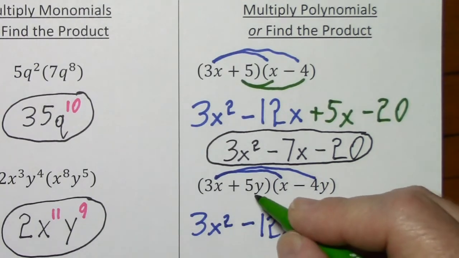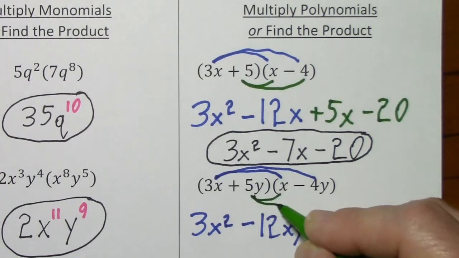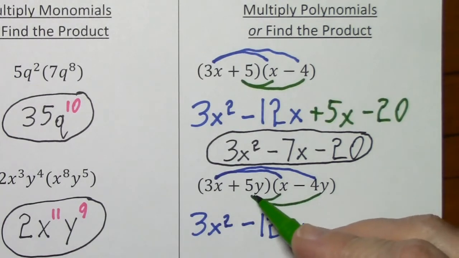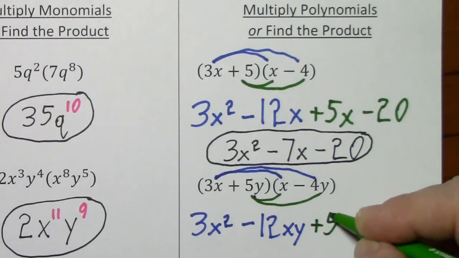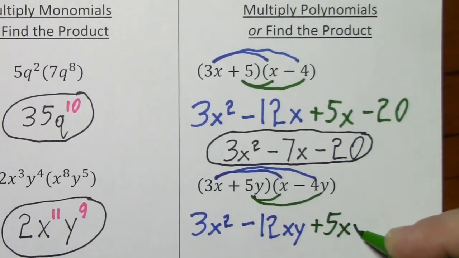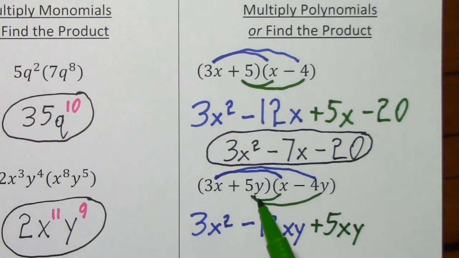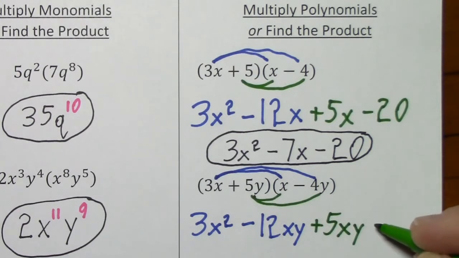When we distribute our positive 5y to each term, we'll have plus 5xy. I could write 5yx right here, but I prefer to just have them in the same order, so it's easier to identify like terms. And then negative 20y squared.